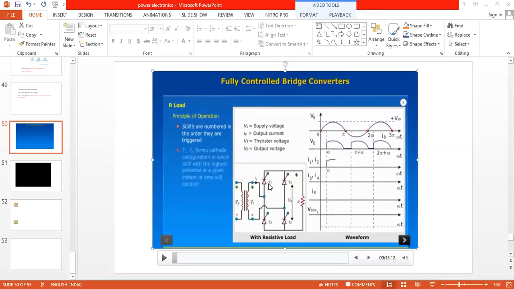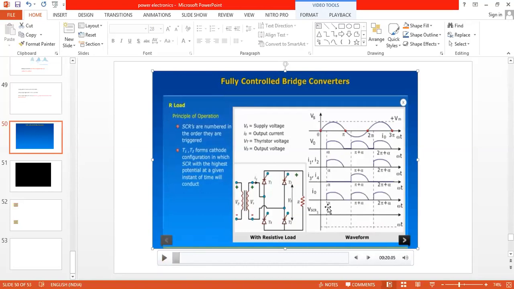The SCRs during the positive half cycle, when they are triggered or fired at firing angle alpha, you can see the output voltage. Then the SCRs T1 and T2 are on, the output voltage follows the input voltage, but SCRs are turned on at alpha. So during the positive half cycle T1 and T2 are on, and this is the output voltage.